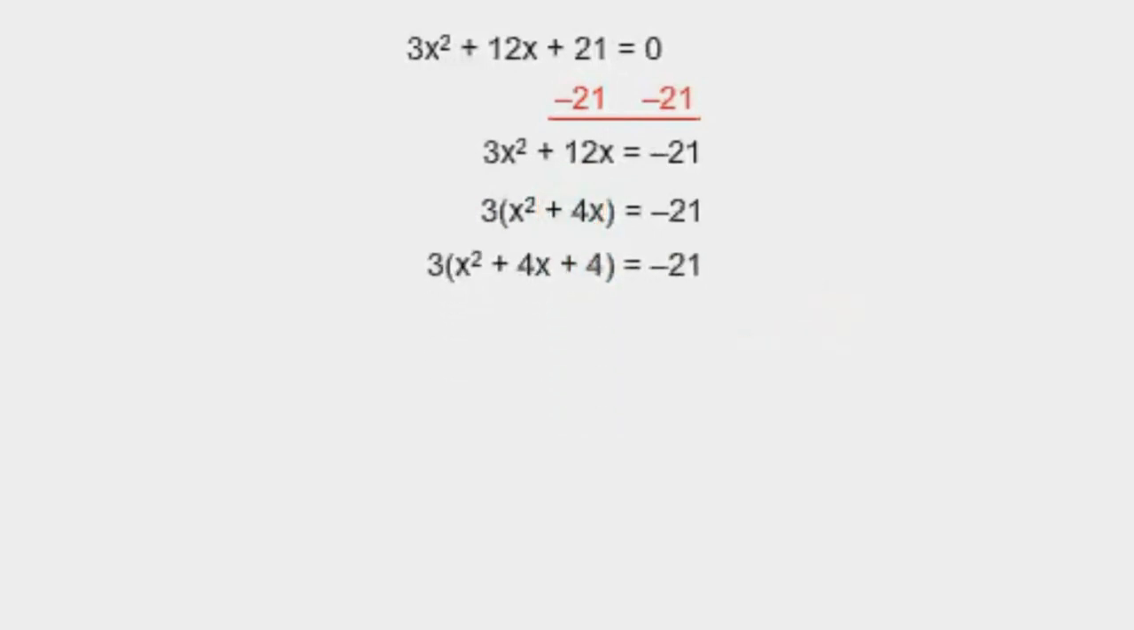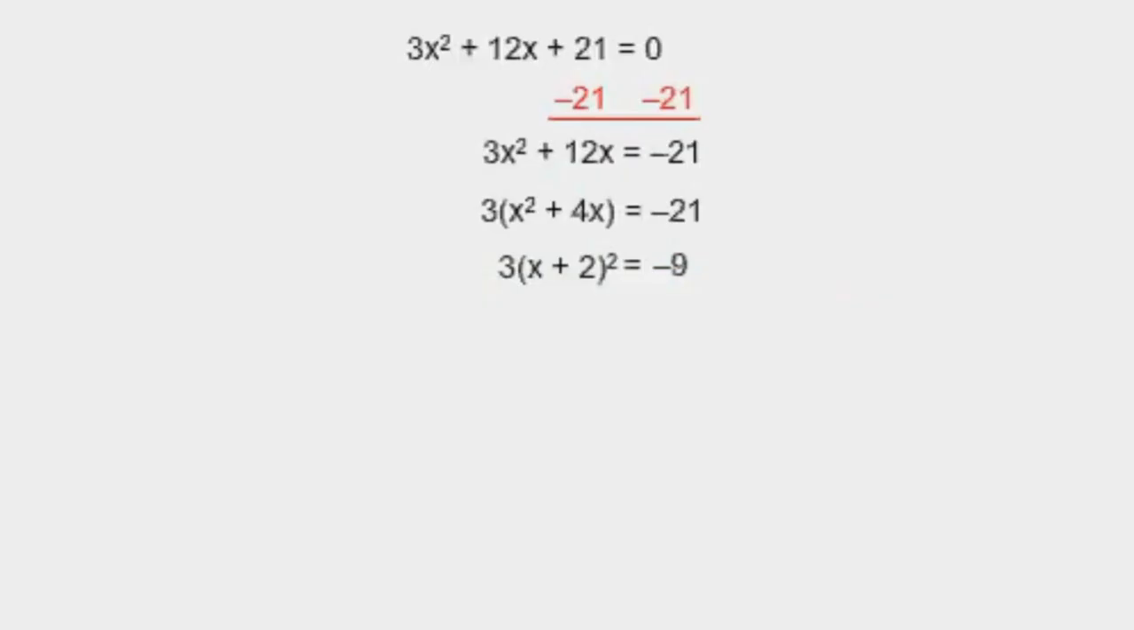To keep the equation balanced, 12 must be added to the right side of the equation. Now, factor the perfect square trinomial. Combine like terms on the right side of the equation. To solve for the variable, it must be isolated using the reverse order of operations.